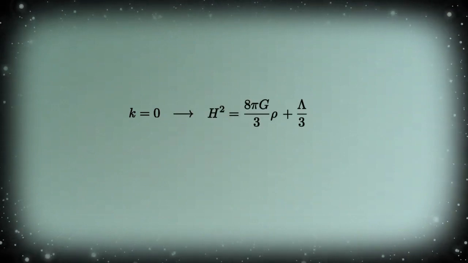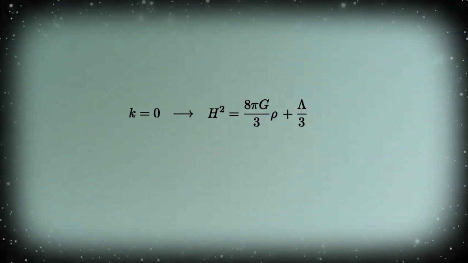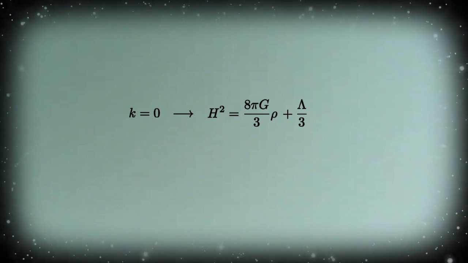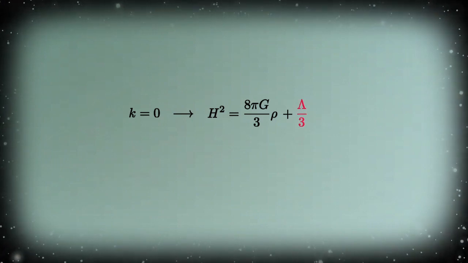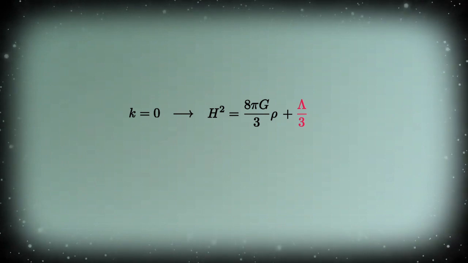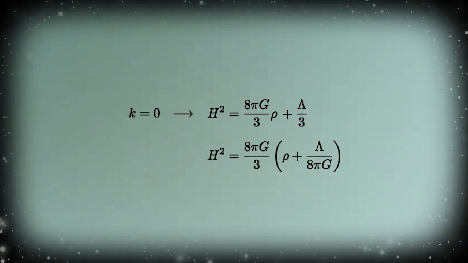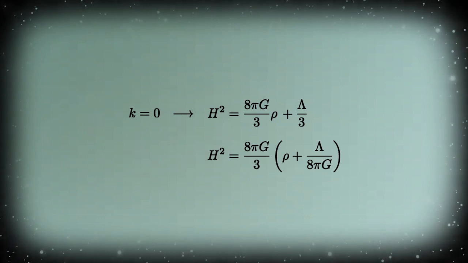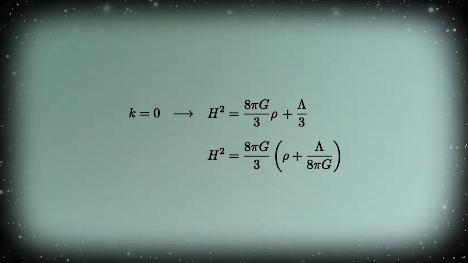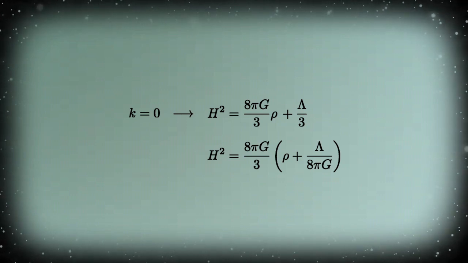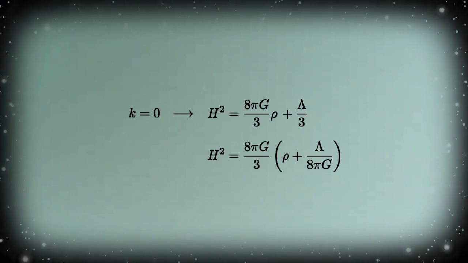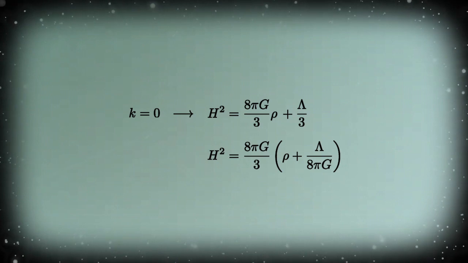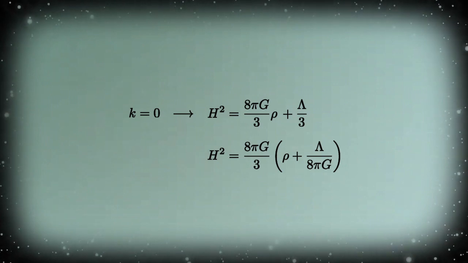If k is really 0, the Friedmann equation simplifies to H squared equals 8 pi G over 3 times rho plus lambda over 3. Now, about that constant term, lambda over 3, physically it doesn't make any sense. The best way to see that is to factor out 8 pi G so that the lambda term is now being added directly to rho. This makes clear that a constant value of lambda has the same effect in the equation as a density that's constant in time, which is crazy, because the density of anything should go down as the universe expands.